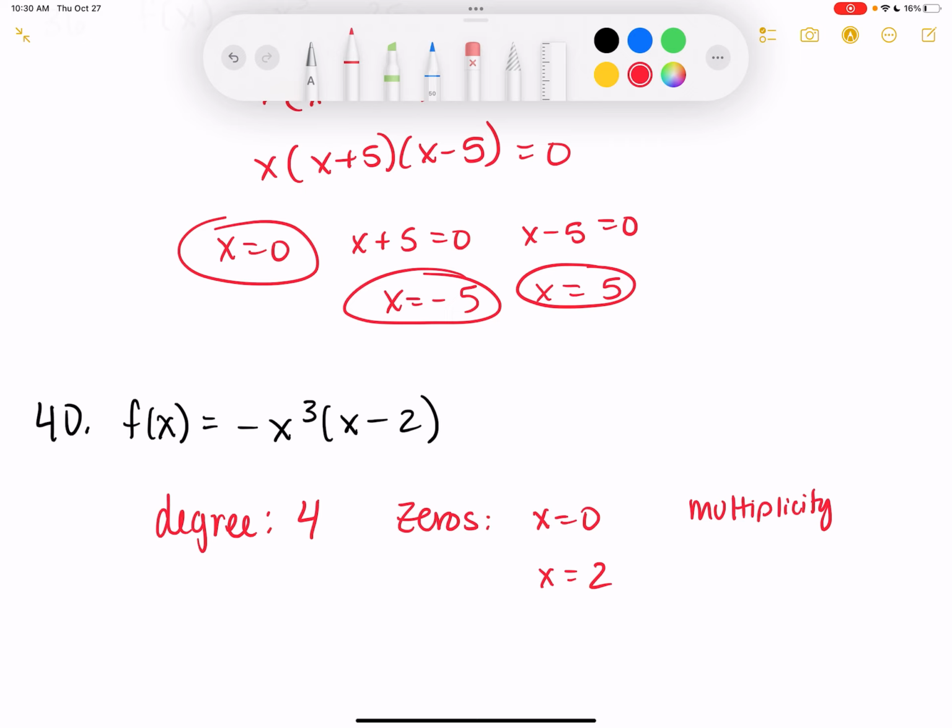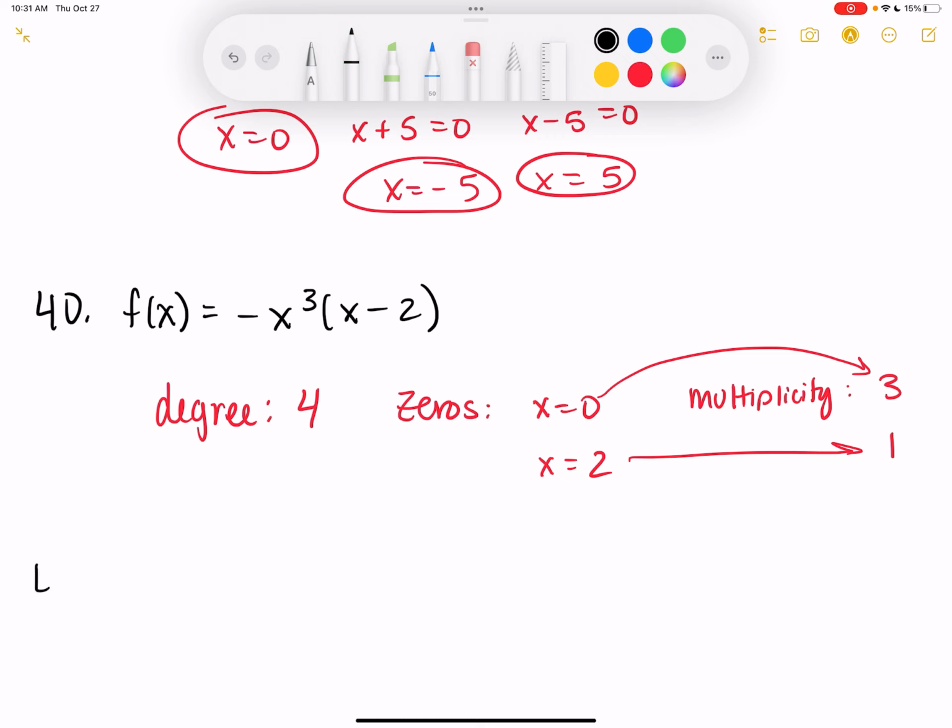So how many times do we get a zero of x equals 0? 3 times. And how many times do we get a zero of x equals 2? Once. 1 time. So these match up here with how many times you get each of them.